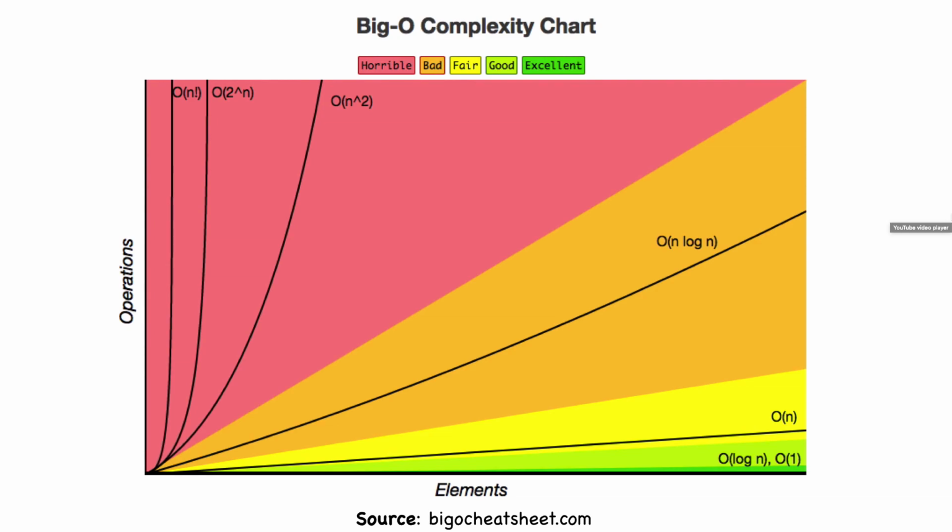It can be found on bigocheatsheet.com, along with a handy guide on the big O of various important algorithms, and I have a link to this.